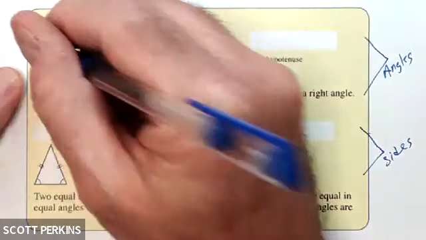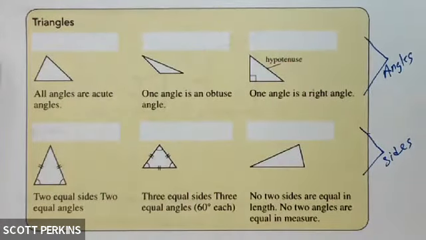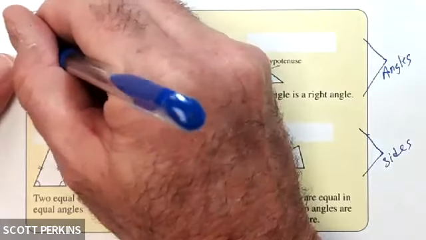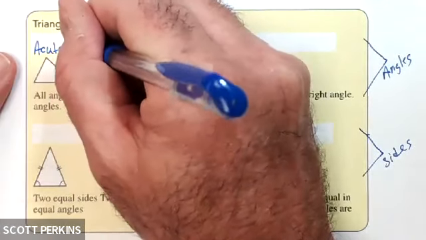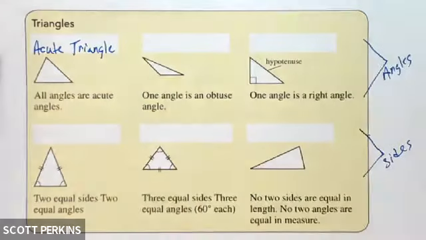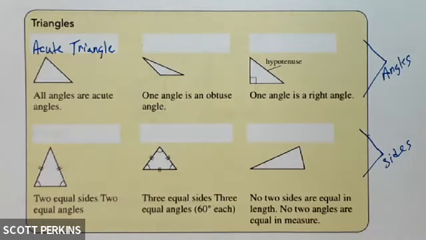So when you have one of those, mathematicians love to label things. They're not always super creative. This is called an acute triangle. Hopefully that makes sense. All the angles are acute angles, so it's an acute triangle.